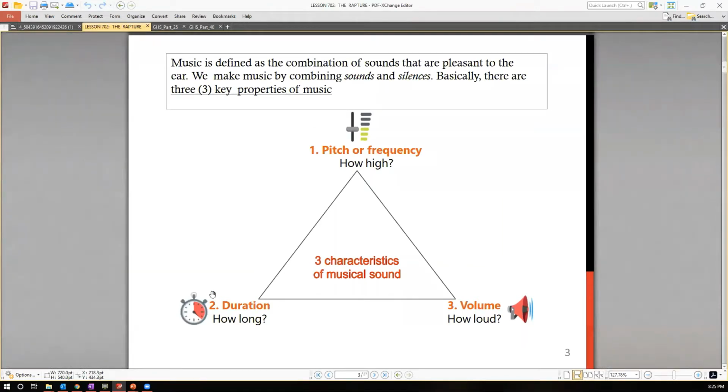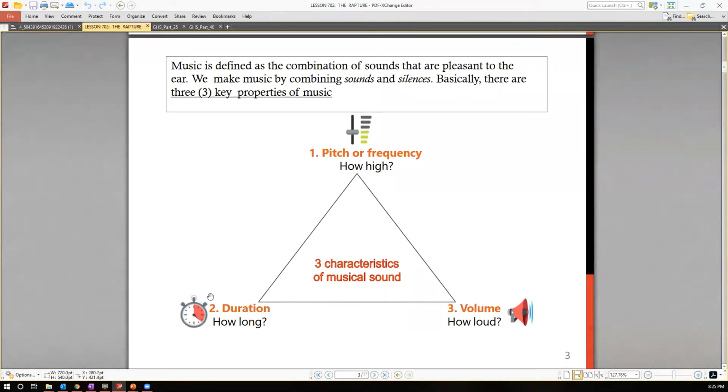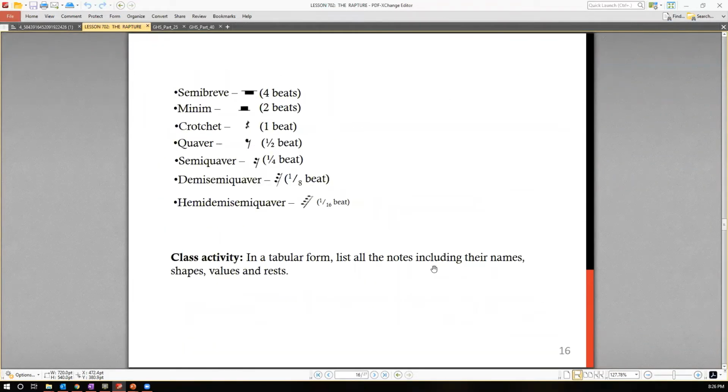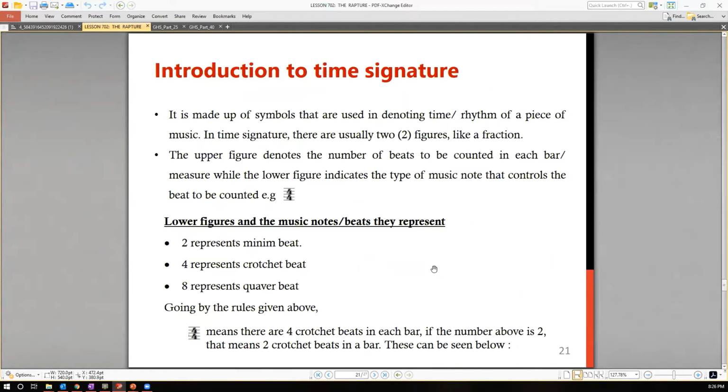We'll be talking about duration in terms of the individual notes, half notes, whole notes, quarter notes, and their value. Their value meaning how many beats they have, and how long they're supposed to be held. So we have been touching on the duration aspect. Today we'll go into more detail regarding the duration of music. We're going to look at time signature.